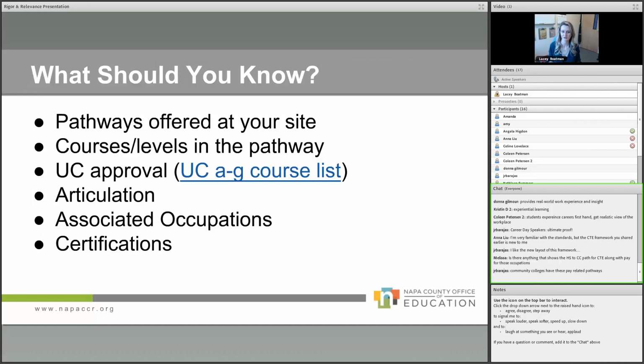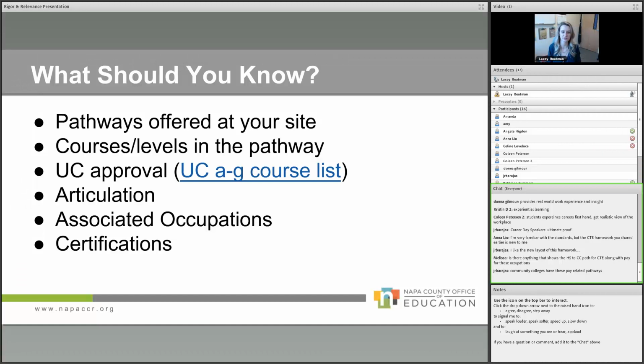Okay, so this next piece, tools for us to use and things we should know when we're talking to students and others about our CTE pathways. And before I give you tools, you should know, before you start talking to people or creating tools, which pathways are offered at your site, what courses and levels are in that pathway. So if there's level 1, level 2, level 3, you should know if they're UC approved or not. And here's a link to the A to G course list where you can search by institution. You can put in the name of the high school and see their list of A through G courses, and you can look for the name of the CTE course to see if it's approved if you're not sure.